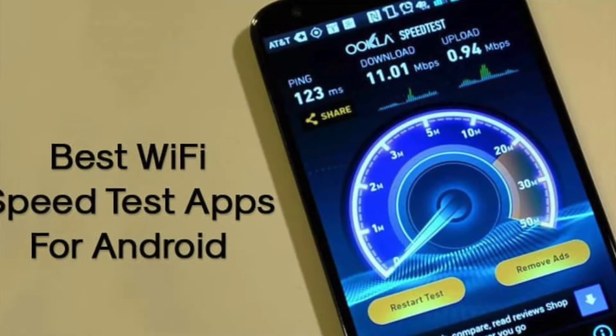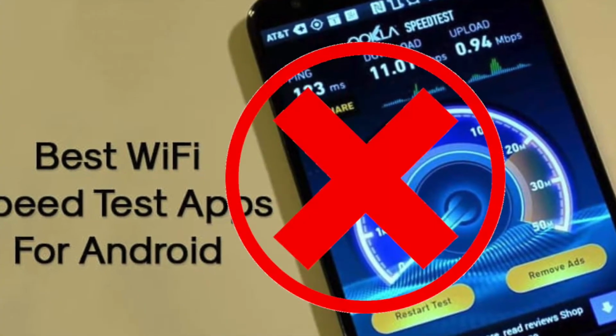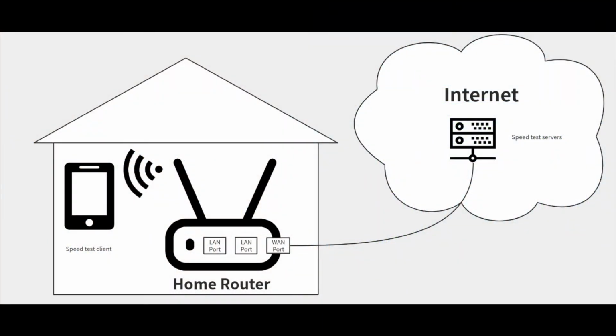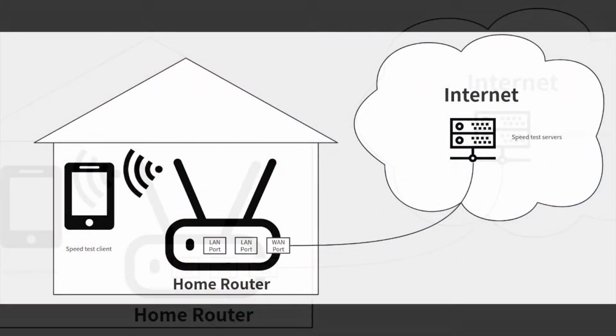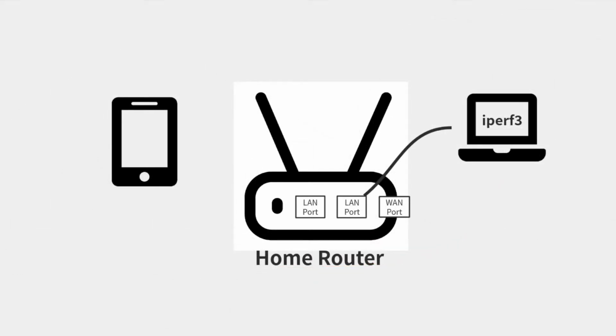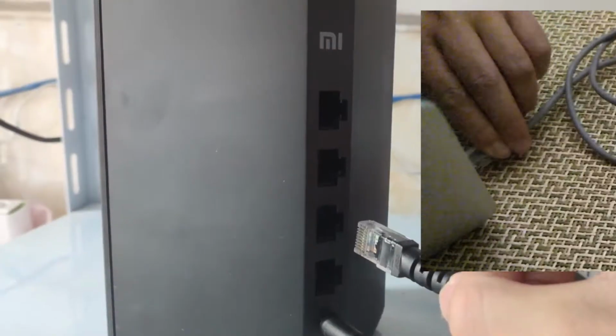I will not use the Wi-Fi speed test app to do the job. It's not accurate at all, because the speed test servers are on the internet. We don't want the internet speed to influence our test. I will start a speed test server in the local network with the IPERF3 service to make sure the internet speed doesn't affect our test.